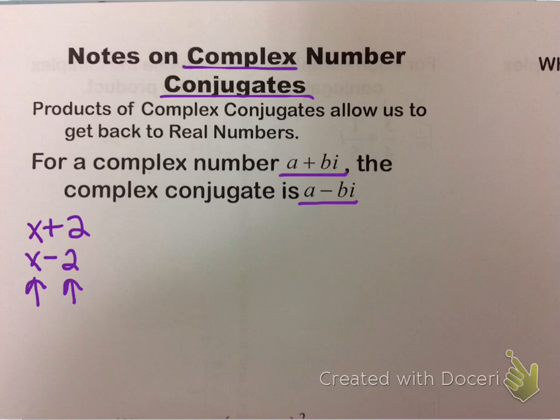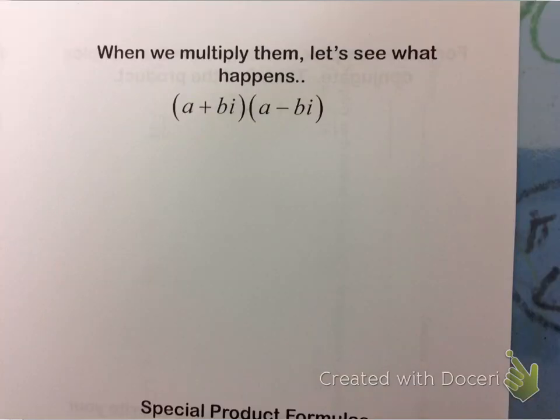So they've got two terms, and they're identical except for the sign in between. Okay? So when you have a complex conjugate, something special is going to happen. We're going to have a plus bi and a minus bi, and they're going to be conjugates of each other. When we have two conjugates and we FOIL them, and remember you can use the box that we talked about in class today as well, and I'll be happy to show you that when I'm there on Thursday, something special happens.